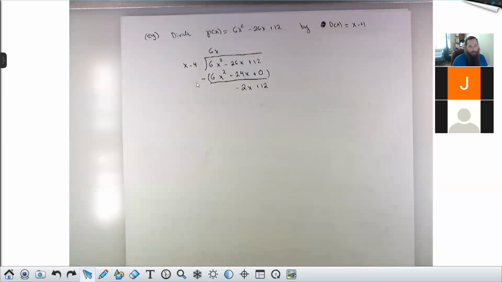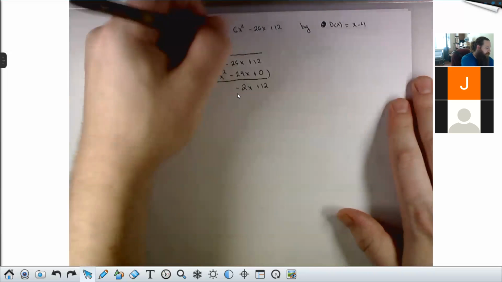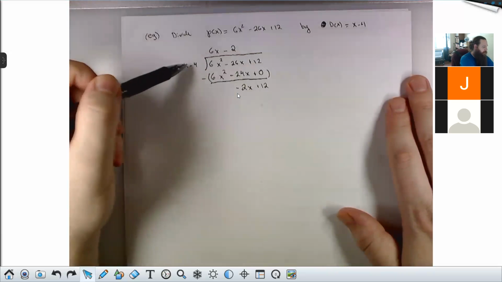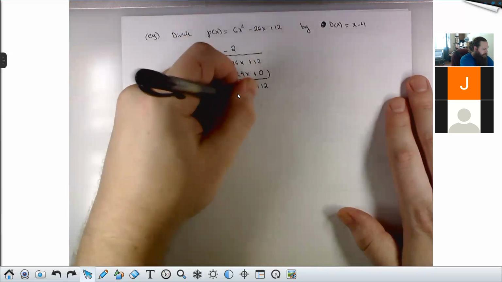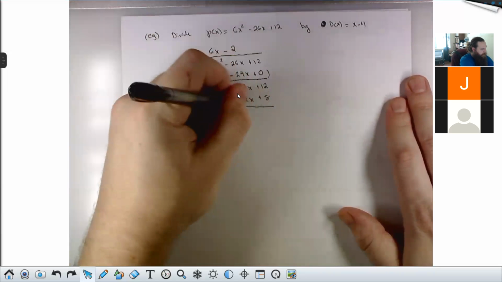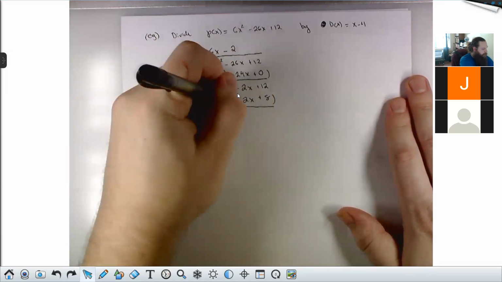Start over. Same thing, but now I treat this like my p of x. So I'm going to come over here. I ask, by what must I multiply this lead term in order to get this lead term? We do everything we just did over again. So to turn x into negative 2x, I multiply by the polynomial negative 2. So I write up here minus 2. And then negative 2 times x minus 4 is negative 2x plus 8. Put a line underneath it, put some parens around the second row, and subtract.